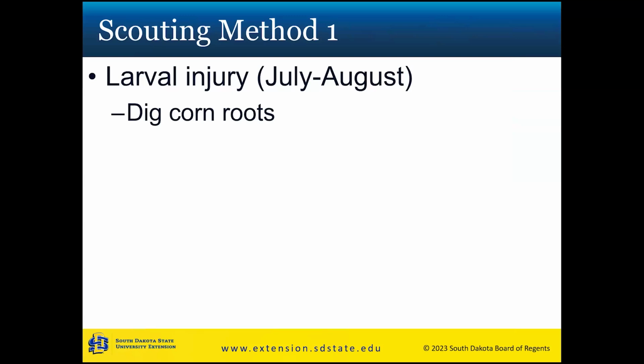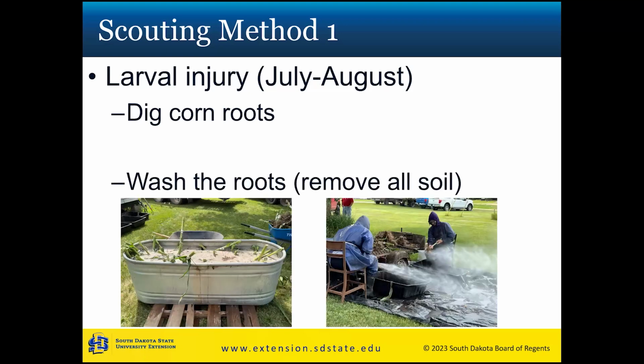So how do we scout for rootworm injury? There are two methods that we typically talk about. The first is where we actually go out and dig roots up, and we're looking for that larval injury. We recommend digging the corn roots sometime between mid-July and early August because that's when we know that those larvae have fed. We typically trigger it for our research when we first start seeing adults emerging. That's our indicator that the larvae are done. We're going to see what the damage injury to those roots actually looks like.